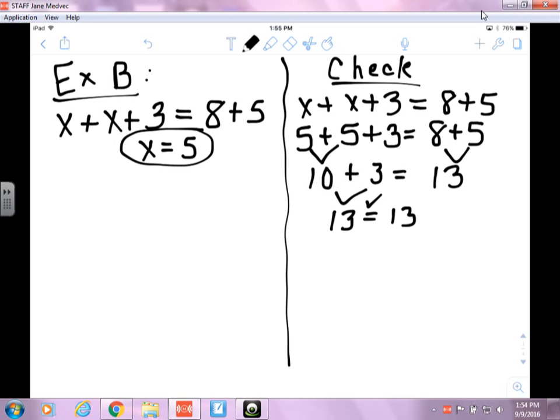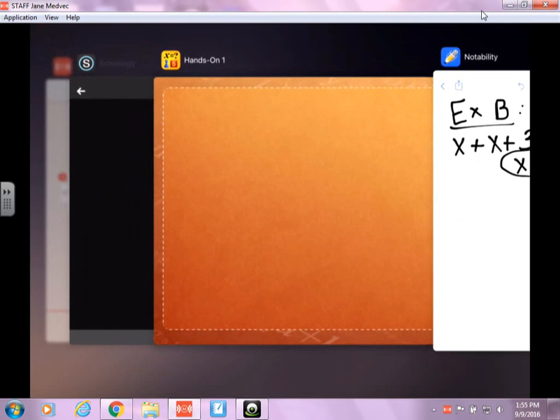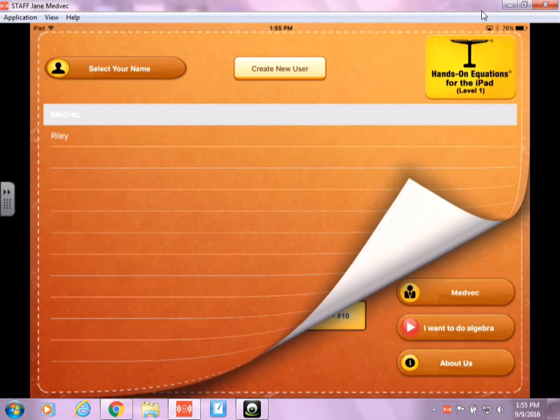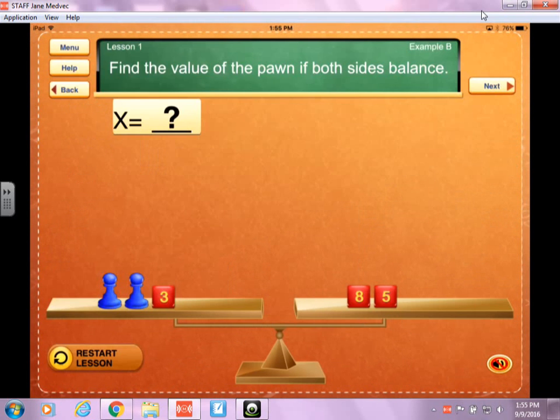Okay? Now, I'm going to hold that for just a minute. You keep on your notes, and we're going to go back to the app, and I'm going to show you the power of the app. And this is why I do the app, and this is why I like the app. Okay? So I'm going to go back to my hands-on equations. It's popping out. It's all right. I'm going to go to this exercise.